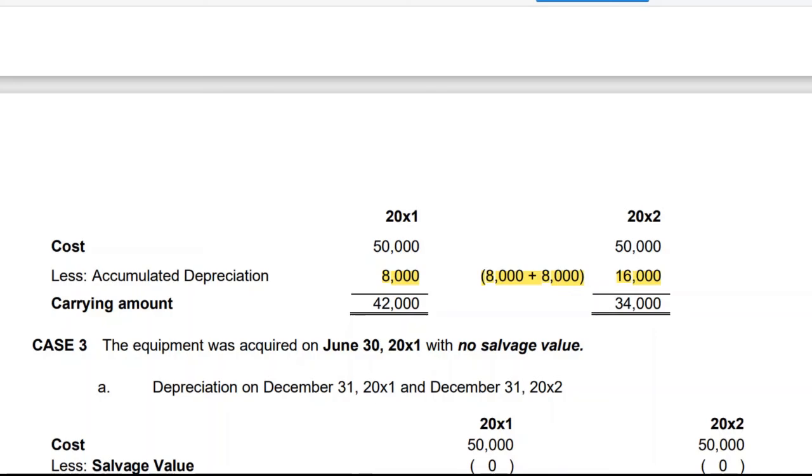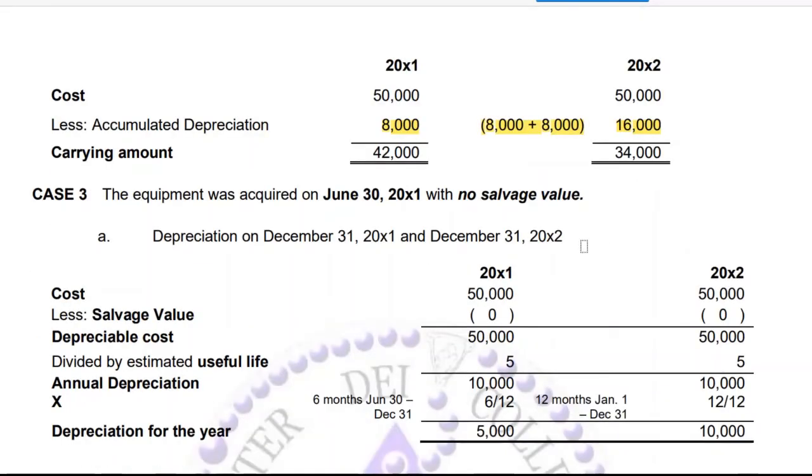Next is, what if it was acquired on June 30? No salvage value. So this one is a bit tricky na ni siya because dili naman whole year ang imuhang i-recognize for the first year. For year 1, which is 20x1.